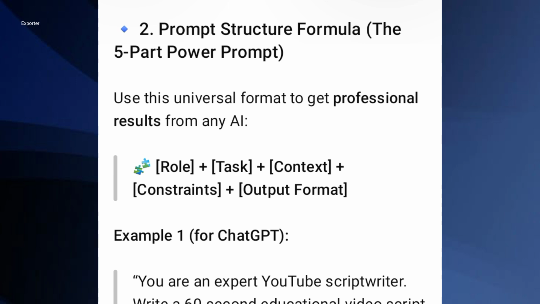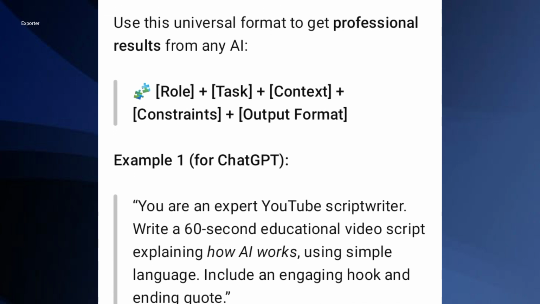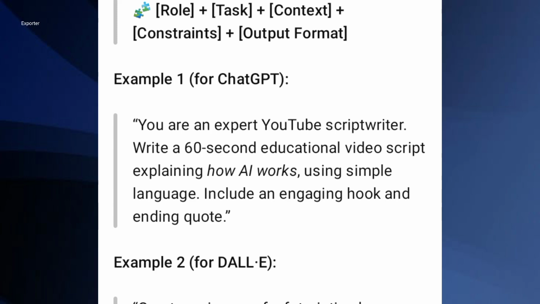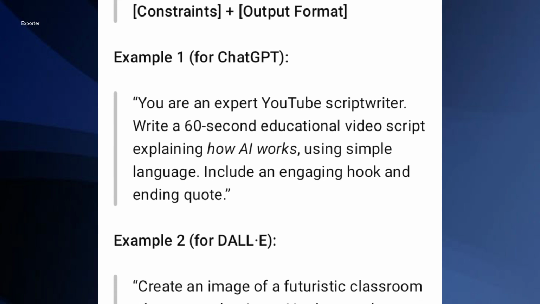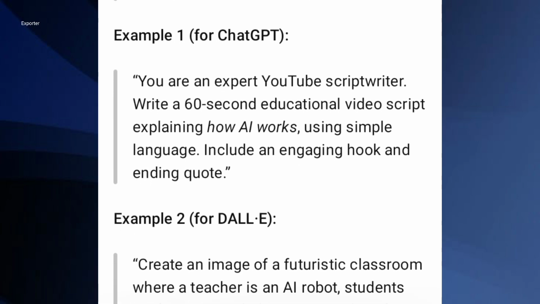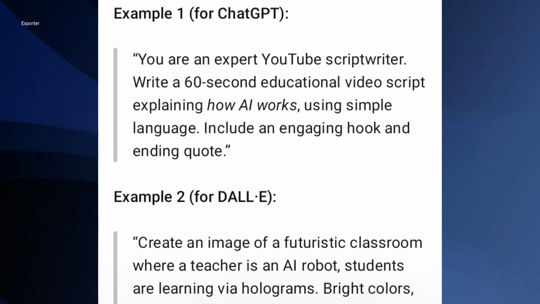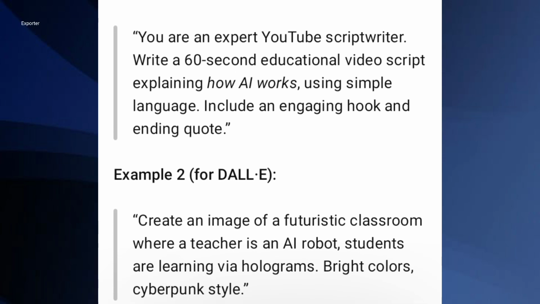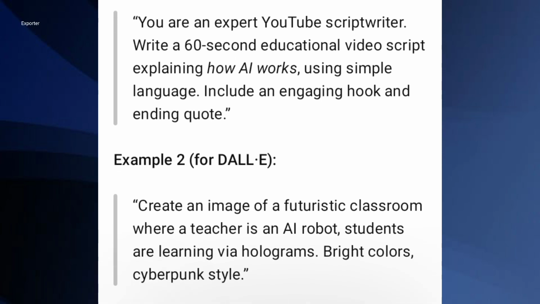Example 1 for ChatGPT. You are an expert YouTube scriptwriter. Write a 60-second educational video script explaining how AI works using simple language. Include an engaging hook and ending quote. Example 2 for DALL-E. Create an image of a futuristic classroom where a teacher is an AI robot. Students are learning via holograms. Bright colors, cyberpunk style.